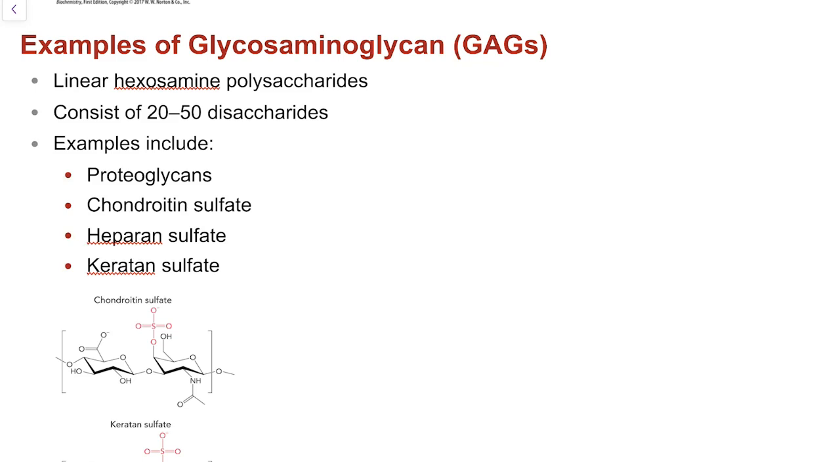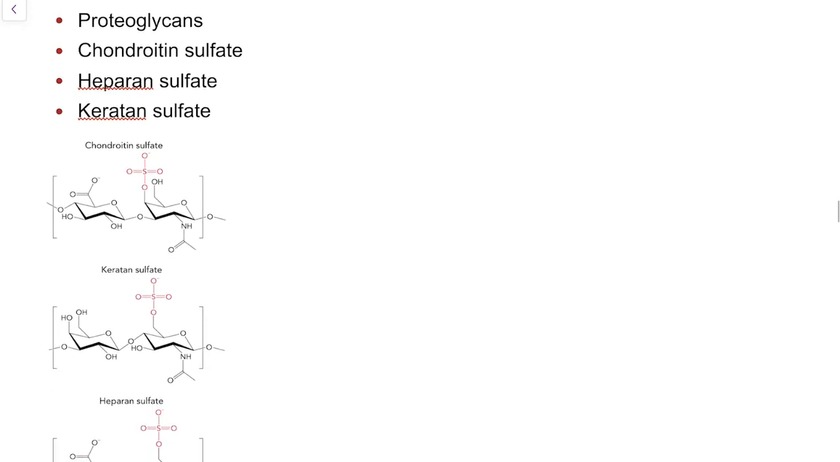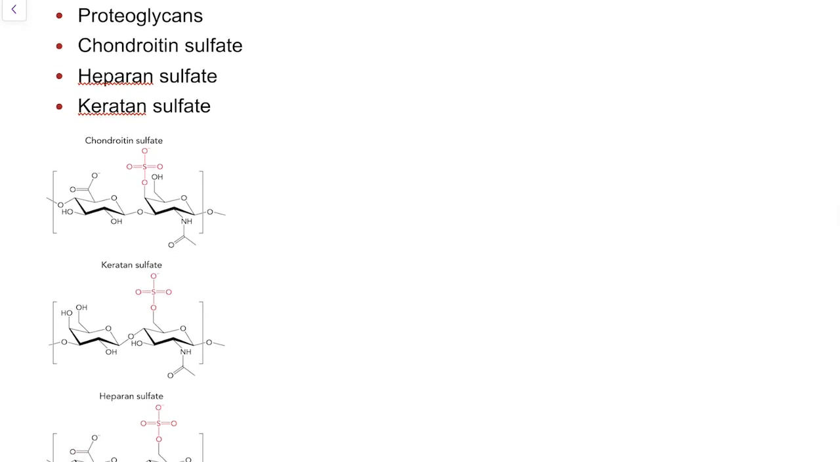Okay, so that takes care of a couple of the important polysaccharides. We'll look at starch and glycogen in a moment, and at the end of this lecture, we'll look at the role of bacterial cell walls. The next one I want to look at, though, are the glycosaminoglycans, so GAGs. These are going to be those hexosamines that are repeating, generally 20 to 50 disaccharide units. So our proteoglycans, chondroitin sulfate, heparin sulfate, keratin sulfate, all play roles here.